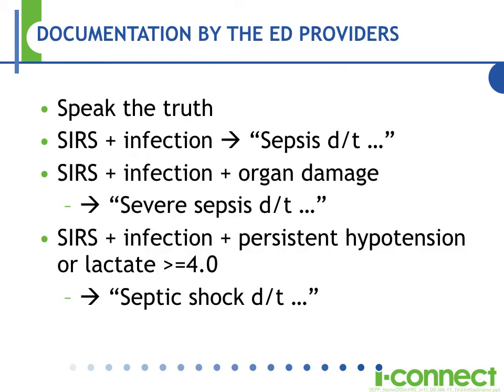We're asking you to speak the truth. Please don't say SIRS plus pneumonia. Say sepsis due to pneumonia. Please don't say SIRS plus hypotension plus infection. Say severe sepsis due to pneumonia. And please don't say infection plus persistent hypotension or infection plus high lactate. If the lactate is greater than 4 and there's infection and there's SIRS criteria, please say septic shock due to urinary tract infection.